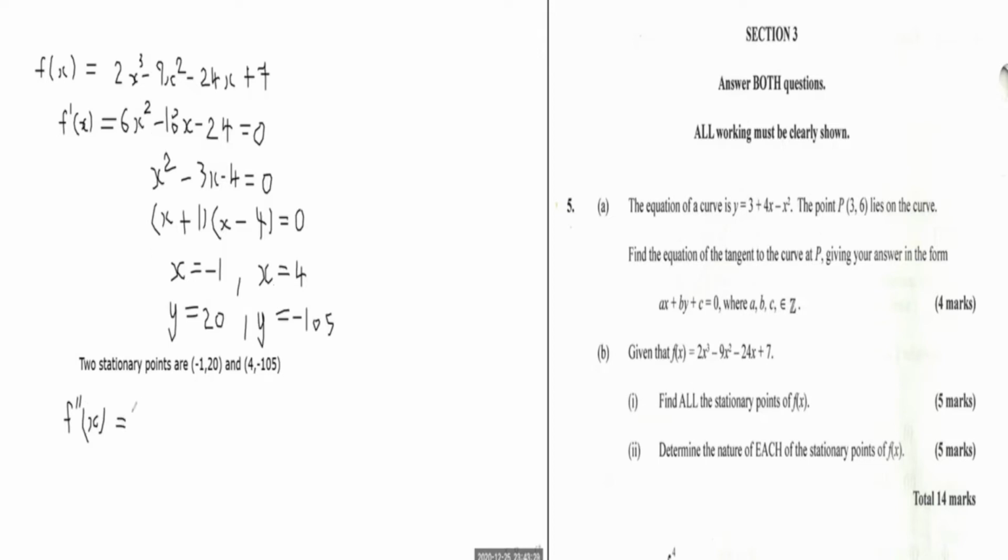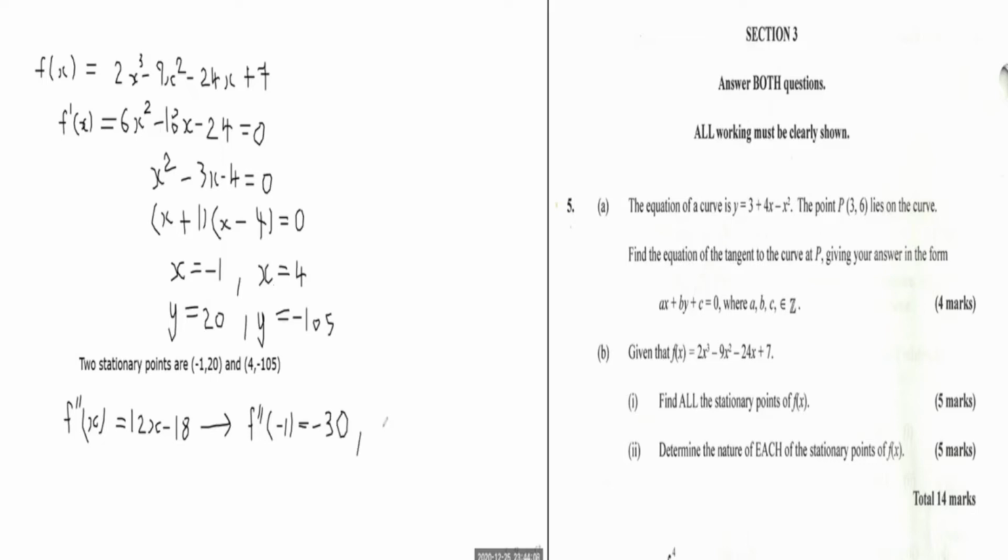We differentiate 6x squared to get 12x minus 18. That's f double prime of x. Now since f double prime of x is 12x minus 18, what we need to find now is f double prime of minus 1. f double prime of minus 1 is going to be equal to 12 times minus 1 minus 18, which is -30.